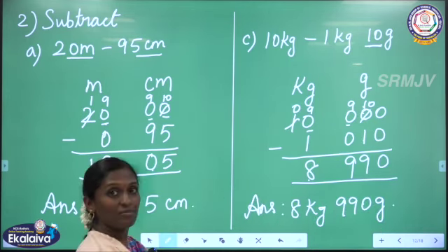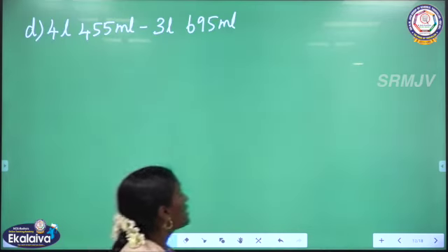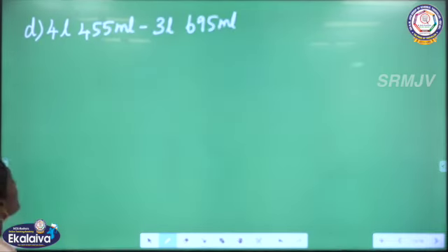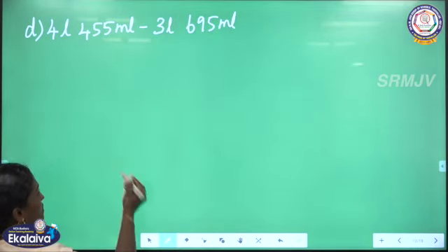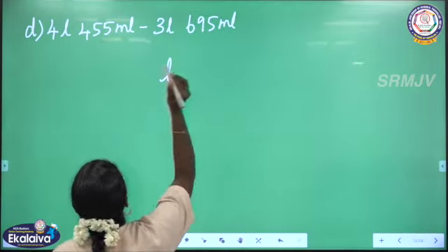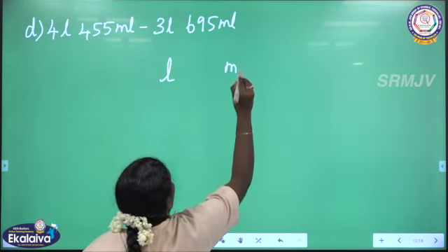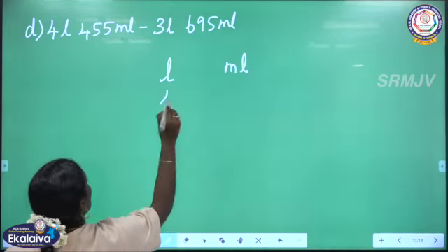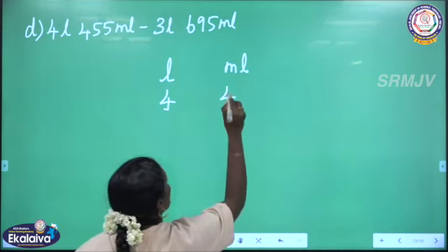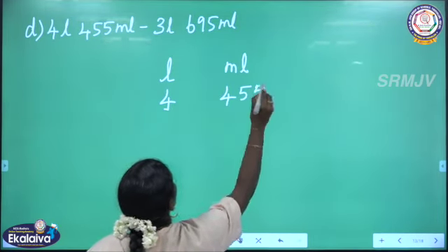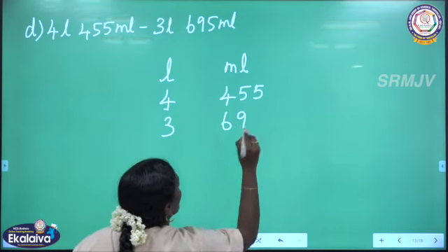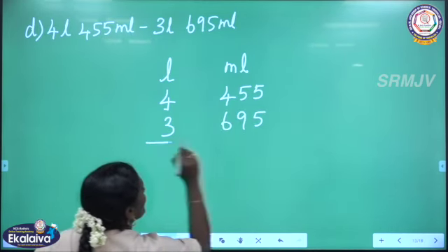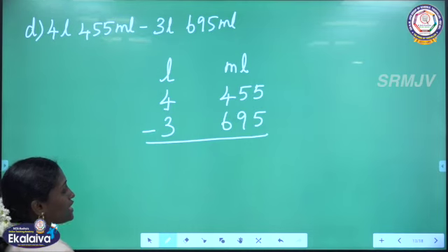Is it clear, children? Then the next one: 4 liter 455 milliliter, 3 liter and 695 milliliter. We have to arrange it column wise as liter and milliliter. Here 4 liter and 455 milliliter. The next one 3 liter 695 milliliter. Now we have to do the subtraction.